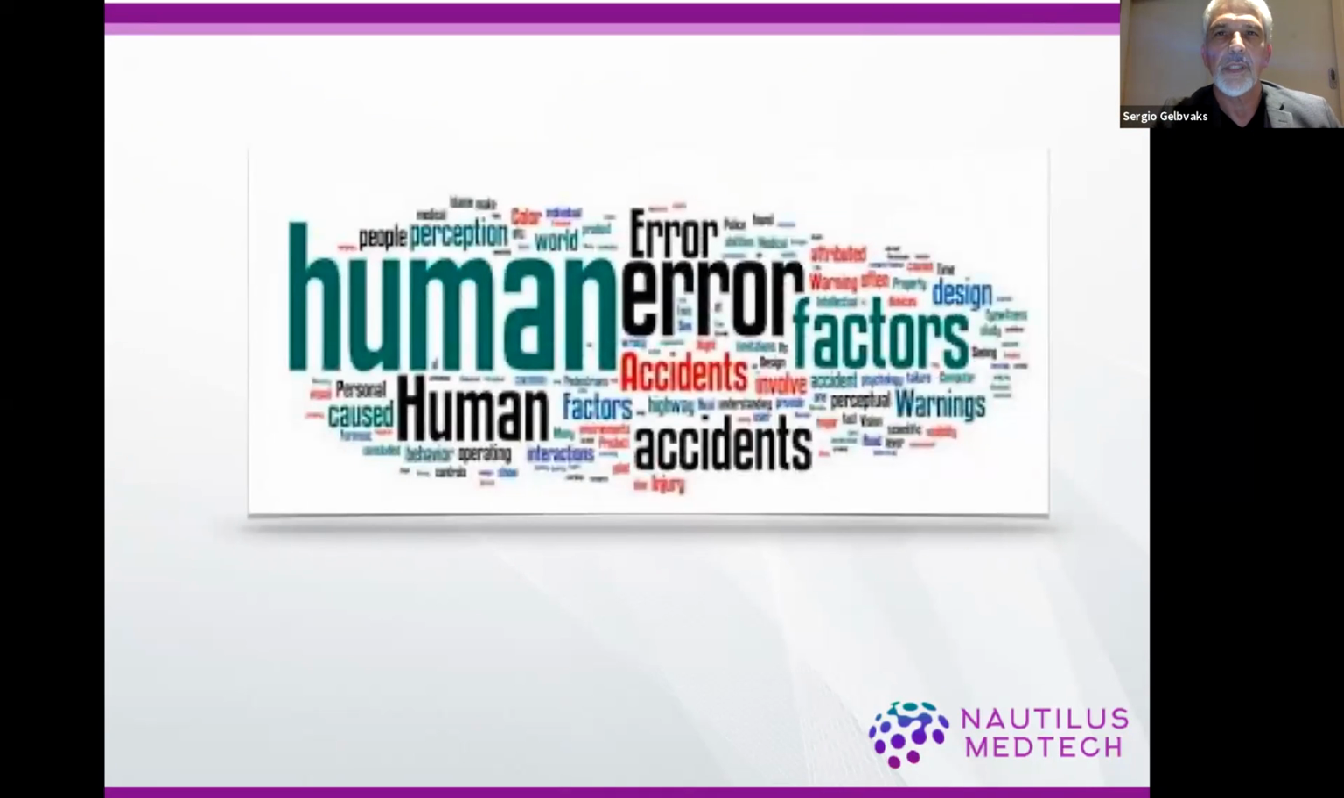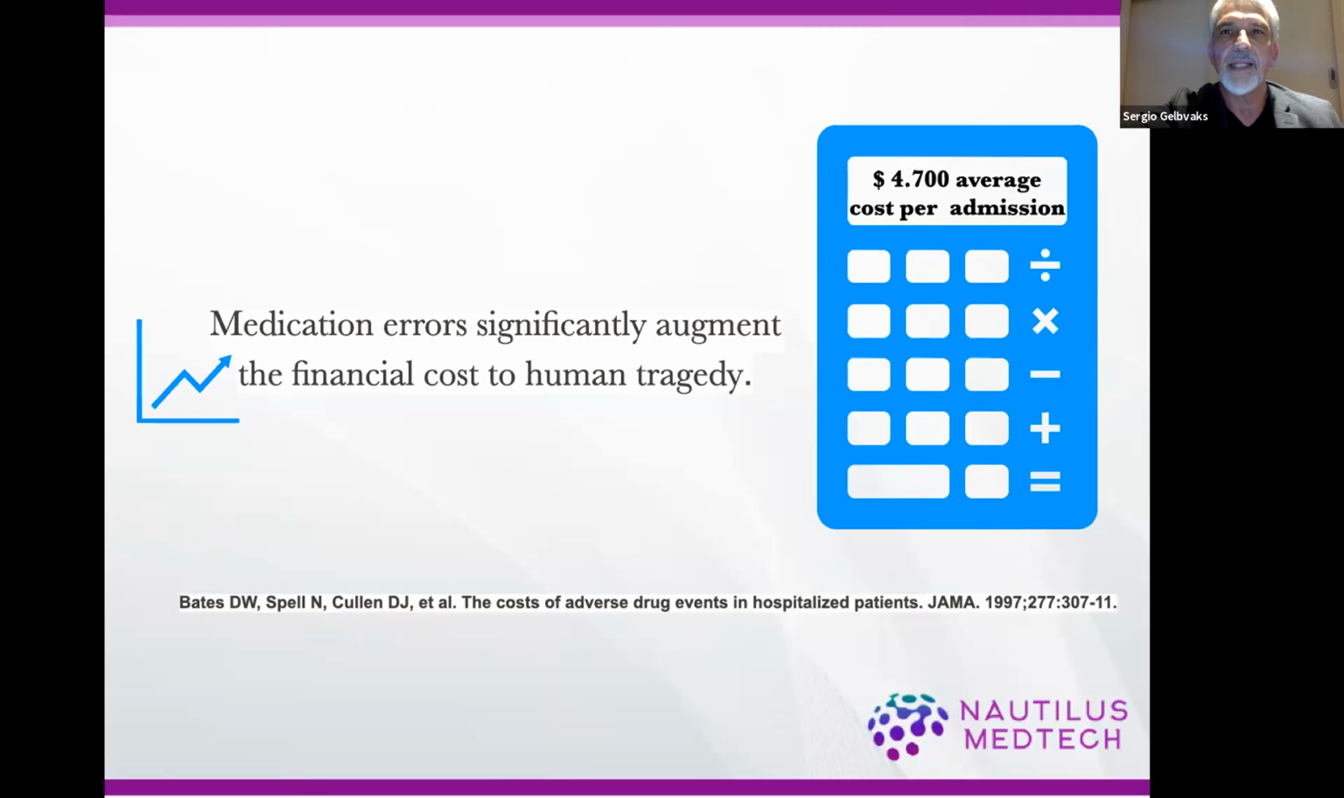So, in the bottom line, it's all about human factors, and that's our main focus of study, essentially. And besides all that, medication errors have a huge economic impact in the healthcare system. It means an average cost of about $4,700 per admission, according to Bates and colleagues in this study.